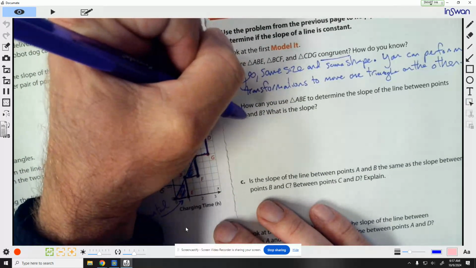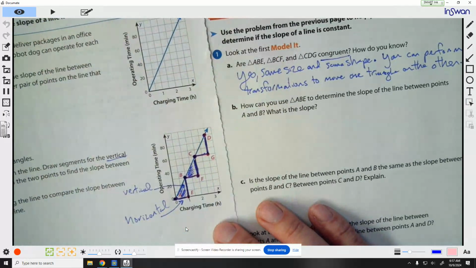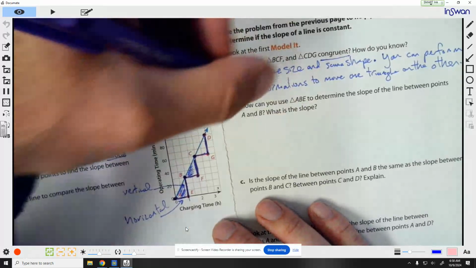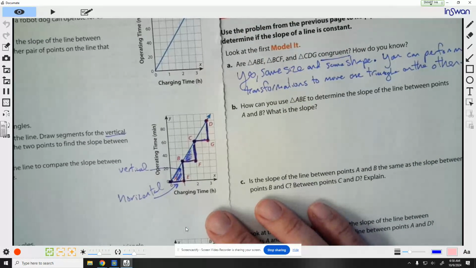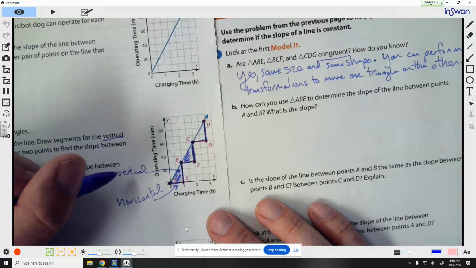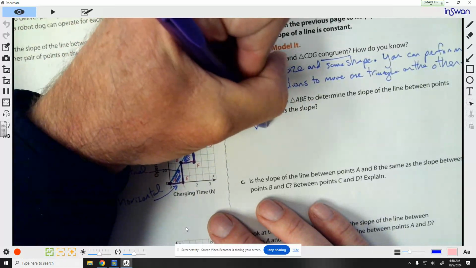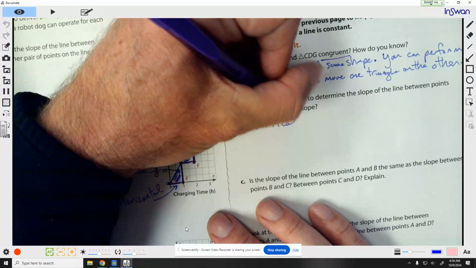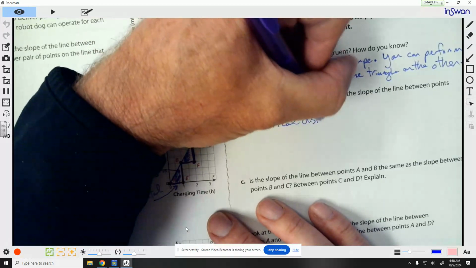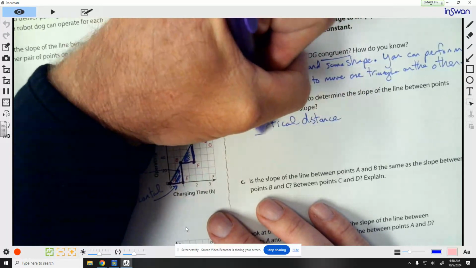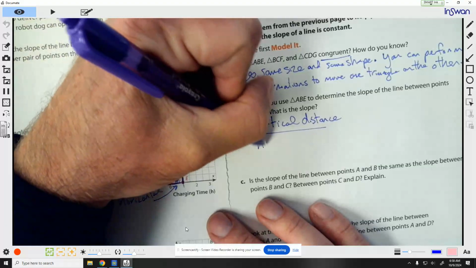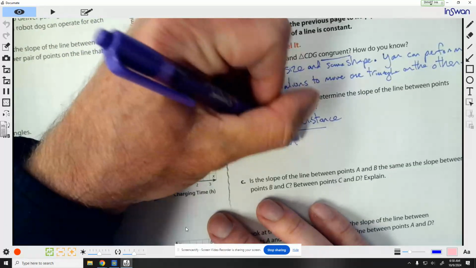Okay, letter B. How can you use triangle ABE to determine the slope of the line between A and B, and what is the slope? Okay, so the important thing for the slope that we're going to look at today is looking at these vertical distances and horizontal distances. So let's go ahead and write this down. So we want to take the vertical distance and place it over the horizontal distance.